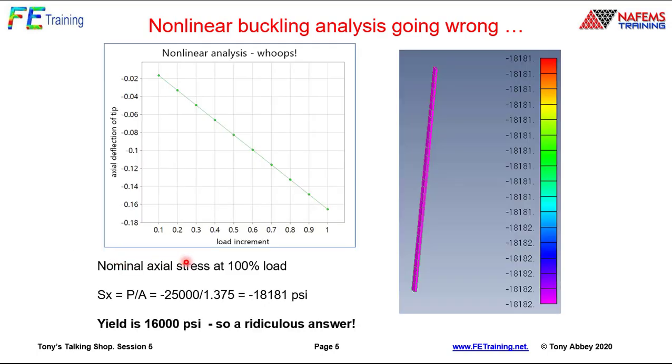So I set up the nonlinear analysis and replicate exactly what I did way back in the day. I just apply an end load, and it's a nonlinear analysis, and this shows the axial tip deflection against the load increment. We get up to 100% loading, and it just foreshortens and goes straight through yield. Here's the stress contour plot, about 18,181 pounds per square inch, psi. Yield is at 16,000 psi. So again, it's another kind of silly answer.